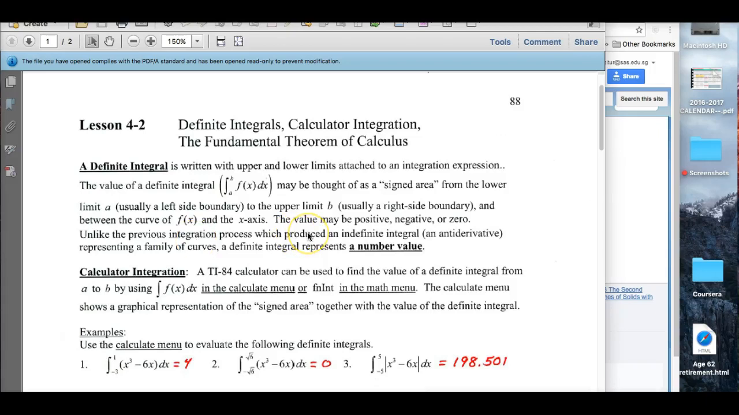Hi, this is lesson 4.2, definite integrals. This is with the calculator now. What we want to do is show you how to do the definite integral on the TI Nspire. Sorry for you people looking for the TI-84. I don't have that. You can find that someplace else.